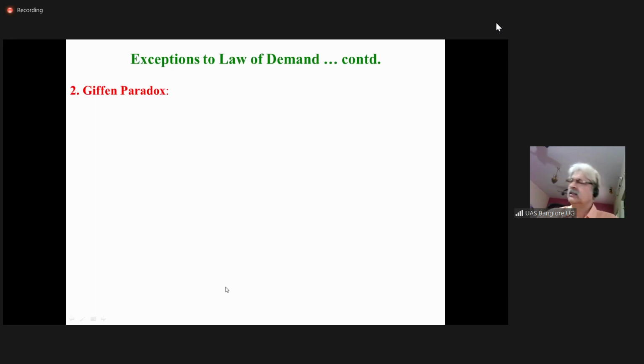Okay, or Giffen paradox, can we say? Virodhabhasa, we can say. Virodhabhasa is the correct translation for paradox. Virodhabhasa. Okay, Giffen paradox is: you expect something, but what happens is something else.